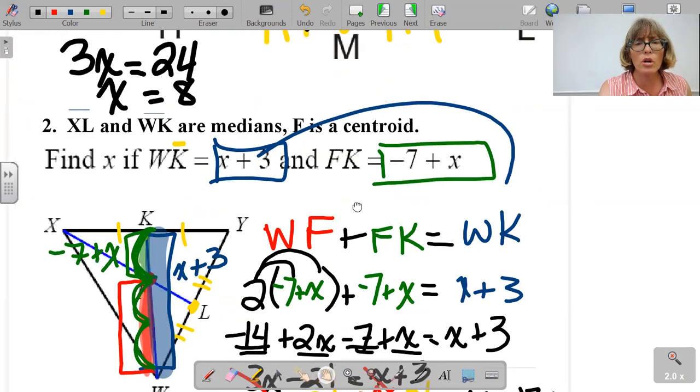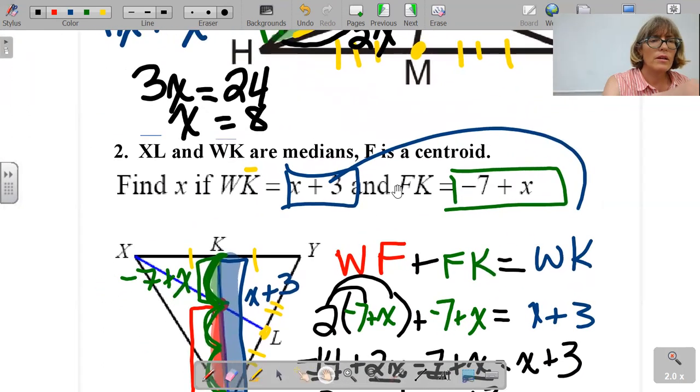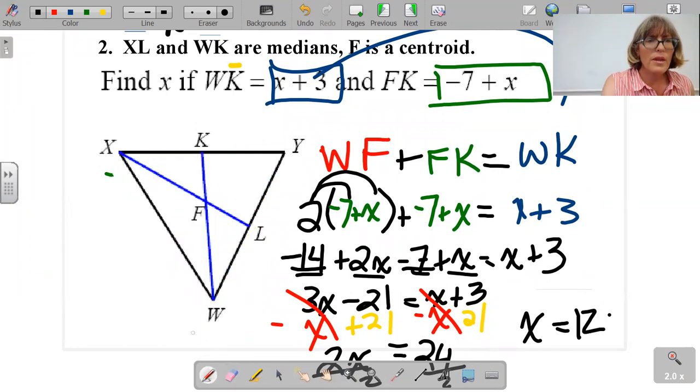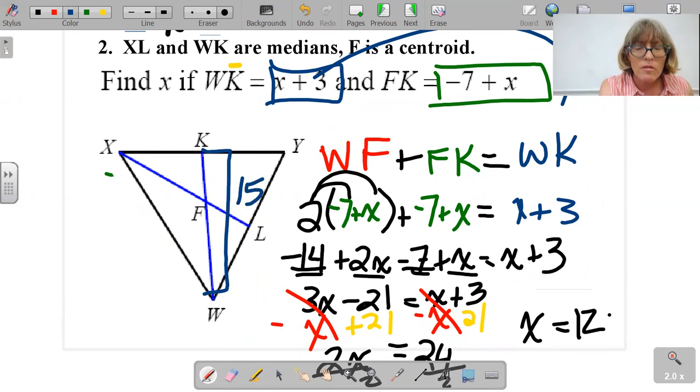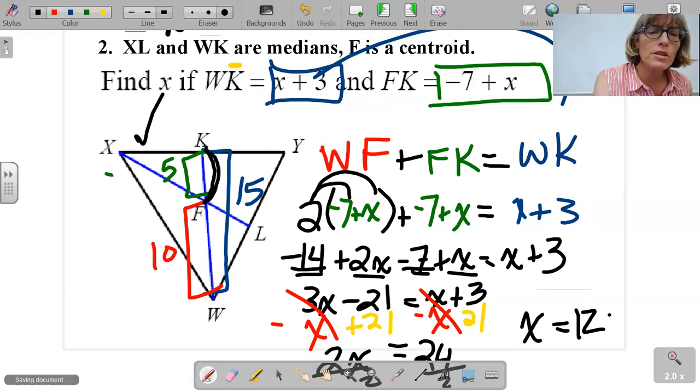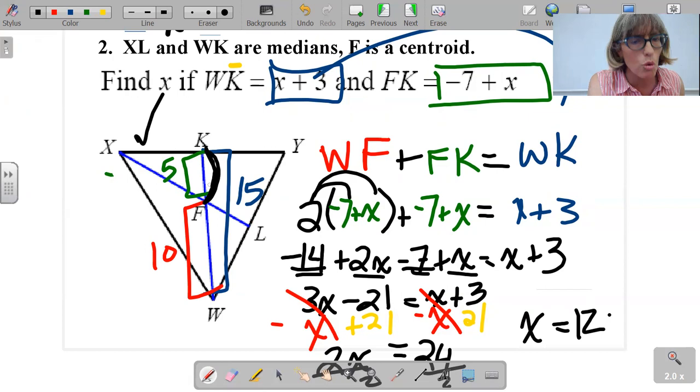Now, let's see if it actually works. If X equals 12, that means WK, which is our blue, is going to be 12 plus 3, and that is 15. Negative 7 plus 12 would make this 5, and then 2 times 5 would make this 10, and there's your check. So the basic rule of thumb here is that this segment, midpoint to centroid, is 2 bunny hops for the rest of the segment.